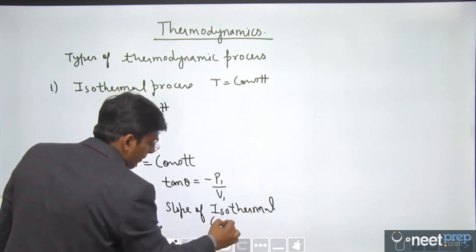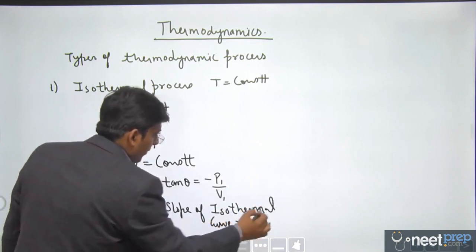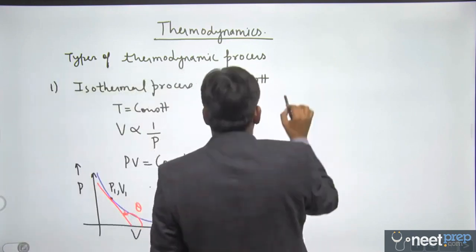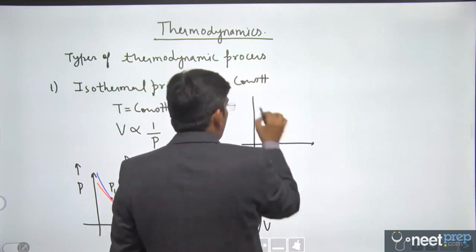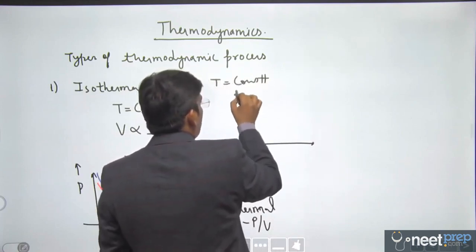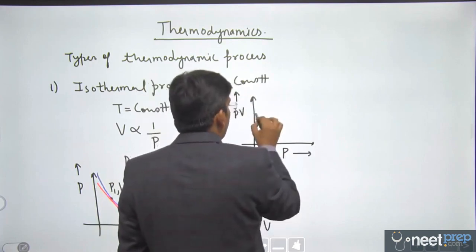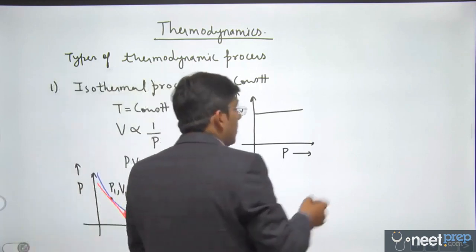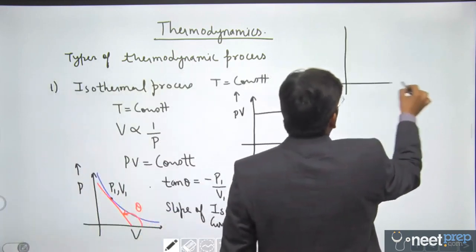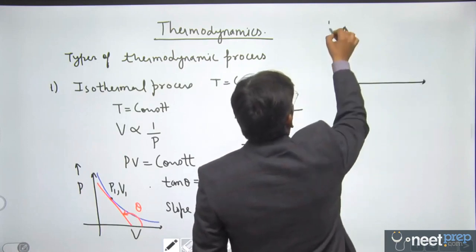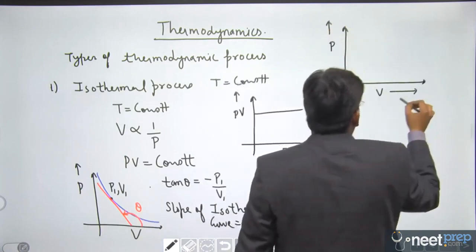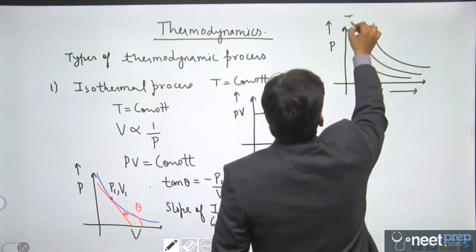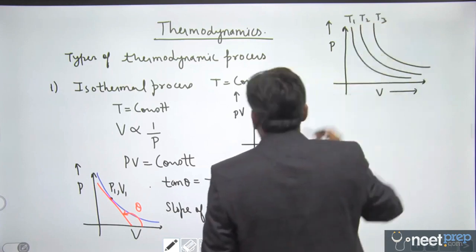The slope of the isothermal curve is definitely minus P by V. Okay, dear students. So if we draw PV versus P graph, it is not going to change. We know that PV versus P is going to be a straight line because PV is constant at constant temperature, right? Also, if we draw the pressure versus volume graphs at different temperatures, this is one graph, this is the other one, this is the third one, temperature being T1, T2 and T3, okay?